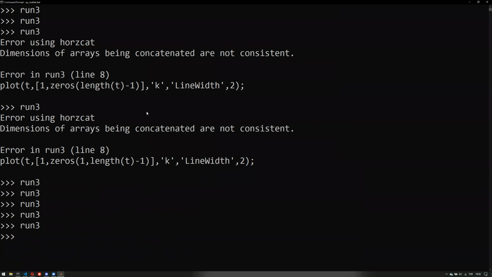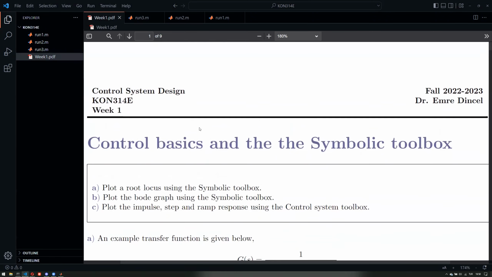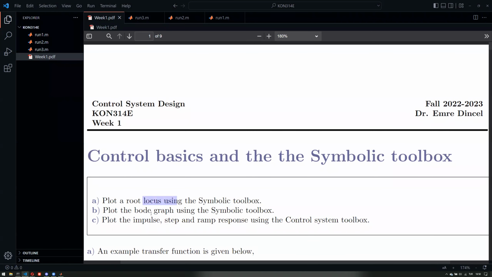So, we have toyed around with the control system toolbox, with the symbolic toolbox a little bit, in order to remember some basic aspects about the root locus, Bode graph, impulse, step, and ramp responses. This is more of a transitioning lecture for today, but from the next week on, we will be more control related, and we're just heating up these weeks for now.